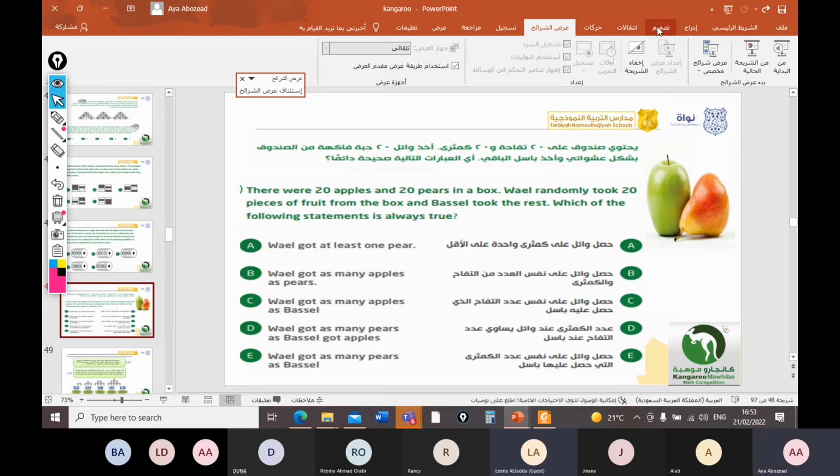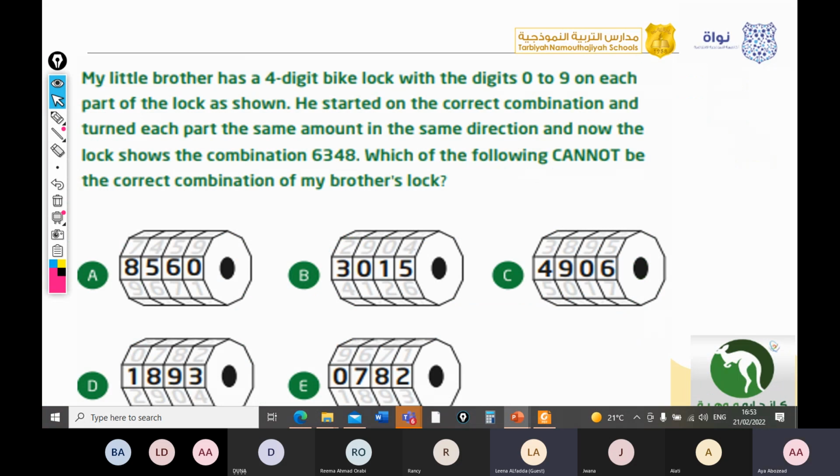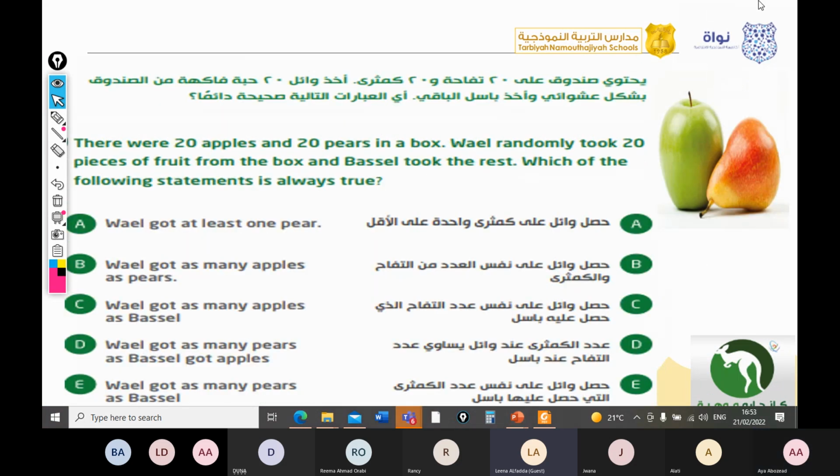Okay, this is an easy question. There were 20 apples and 20 pears in a box. Wael randomly took 20 pieces of fruit, but we don't know whether these 20 are apples or pears, and Basil took the rest. Which of the following statements is always true? Maybe Wael got at least one... no, maybe he took all 20 as apples. So it is not true. The others, I leave for you to think about yourselves.